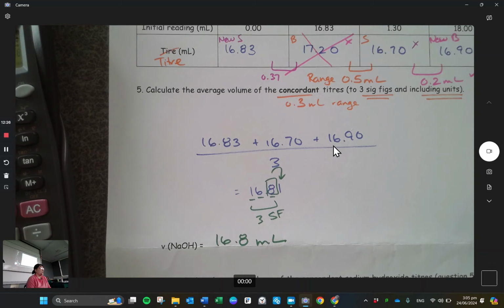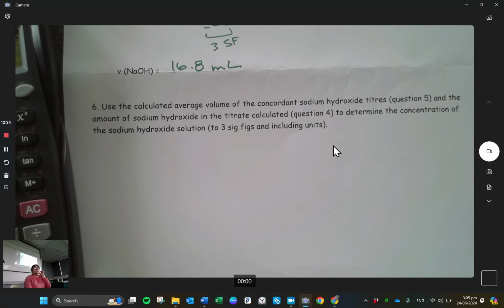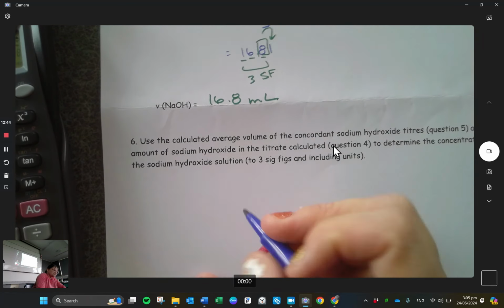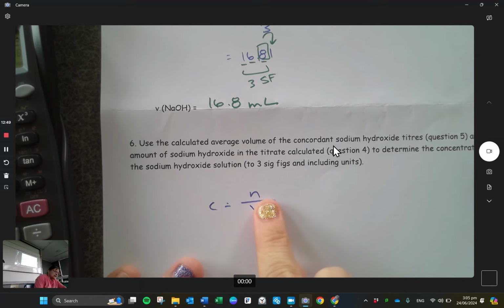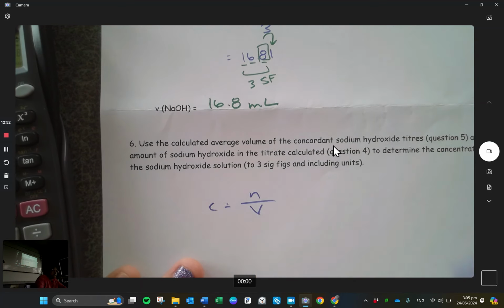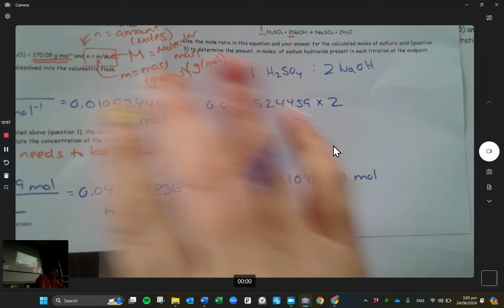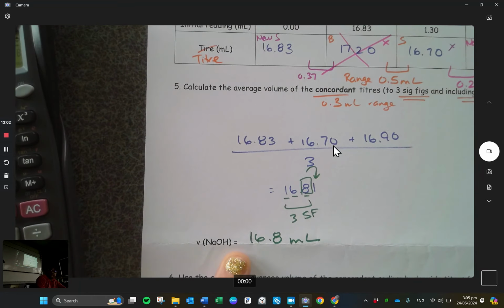All right. Questions so far? Or keep going? All right. I think this is our last step. So our last step now is to calculate. So now that we have the average titrate volume and we know the amount of sodium hydroxide we need, we can figure out the concentration of the sodium hydroxide. So again, C is equal to N divided by V. I'm getting the N from question number 5, which is this guy over here, that number. And I'm getting the V from question 4.